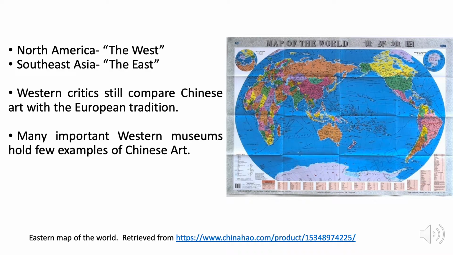Okay, I also want to address the terms the West and the East. Here we have a map, and you might notice that it looks a little bit different than the maps that we typically see when we talk about North America and learn about our country in our schools. North America is considered the West, and Southeast Asia, where China is, is considered the East. Western critics still compare Chinese art with the European tradition. So I want you to remember throughout this semester that we are trying to interpret Chinese art and artifacts through European or Western eyes.